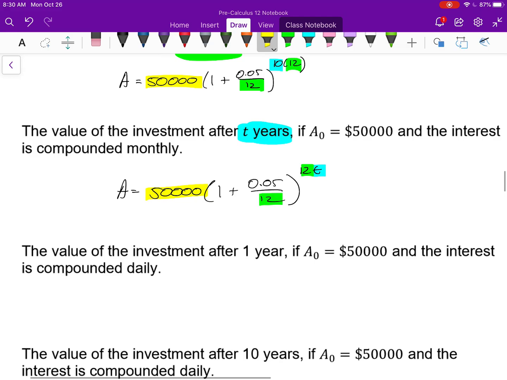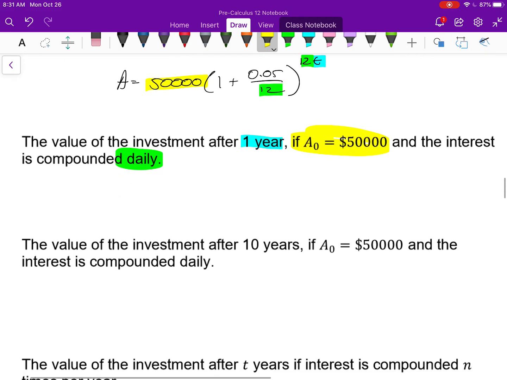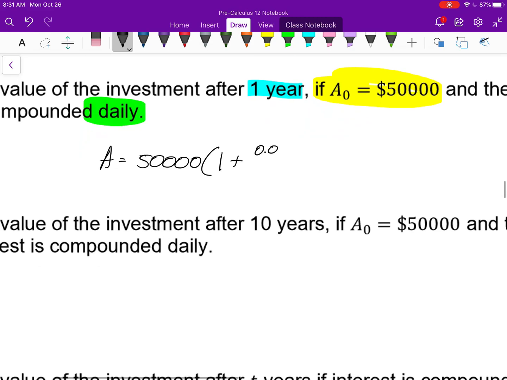So now what I'm going to do is focus on just 1 year, but if it's compounded daily, what difference does that make? Still the same initial amount of 50,000. So the amount of money after 1 year is going to be 50,000 times 1 plus, but now it's compounded daily, which means every day you don't get 5%, you get 1/365th of 5%, assuming it's not a leap year. So divided by 365. And in 1 year, this happens not once, this happens 365 times. I could put times 1, because it's 1 year, but obviously I don't really need that.